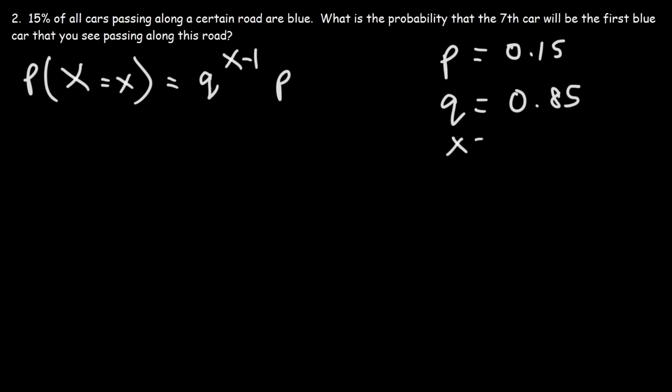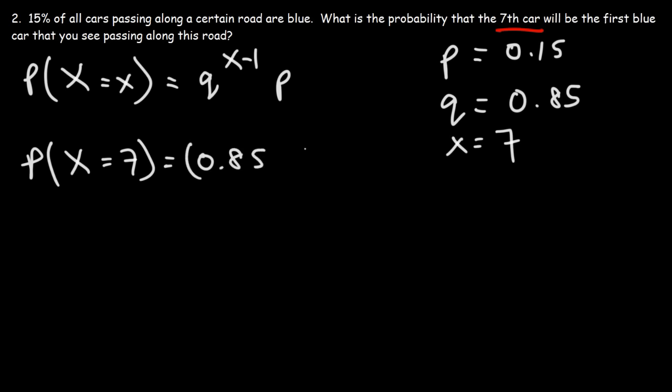Now, what is little x in this problem? This is going to be 7. So we want to get a successful event on the 7th try. So it's going to be the probability that x equals 7, Q is 0.85 raised to the 7 minus 1, which is 6, times P, which is 0.15.